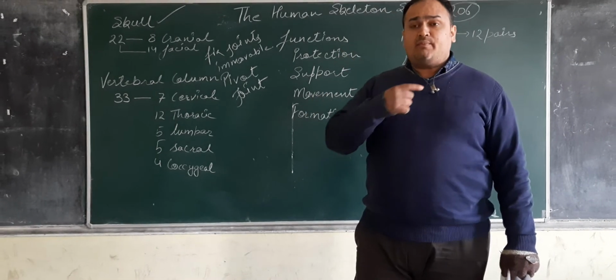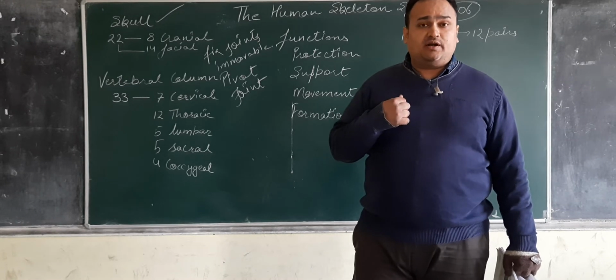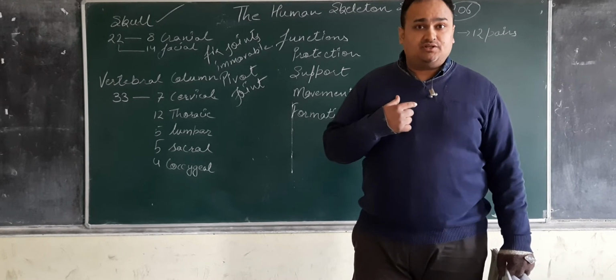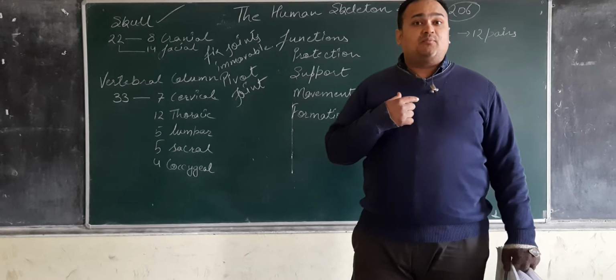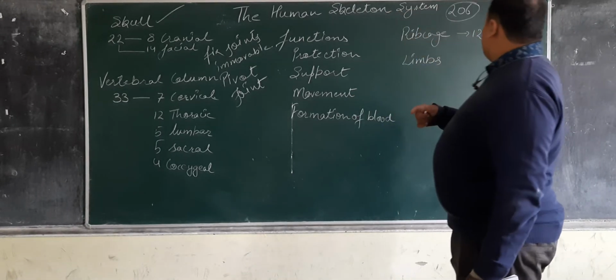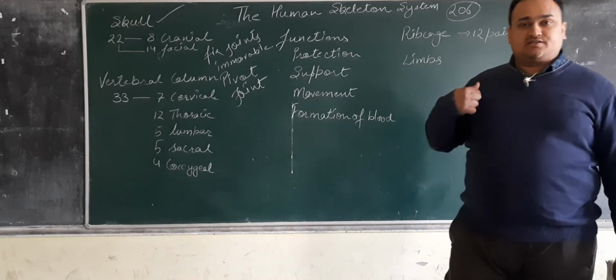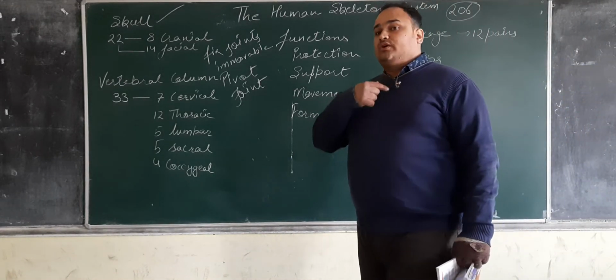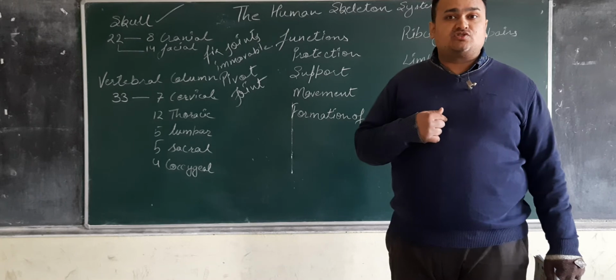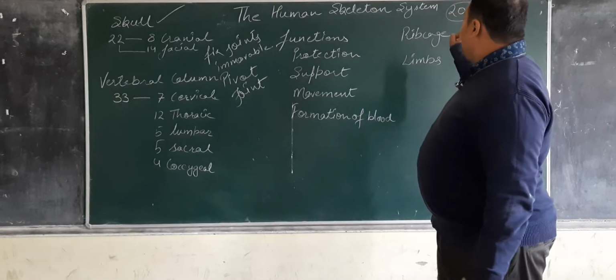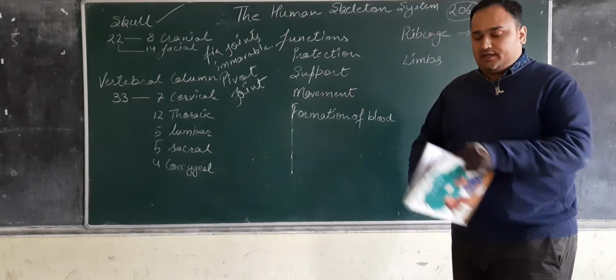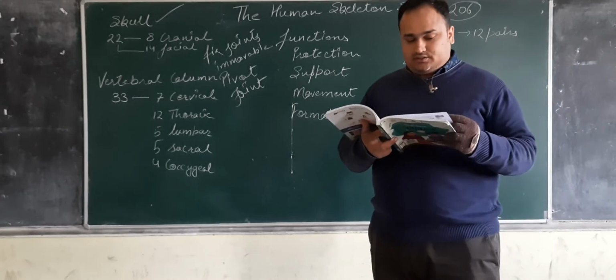Okay, but the rib cage is very important because it helps us in protection. Rib cage has 12 pairs of bones. Whole of these 12 pairs of bones combined together to form the rib cage. Okay. Now moving on to the next.